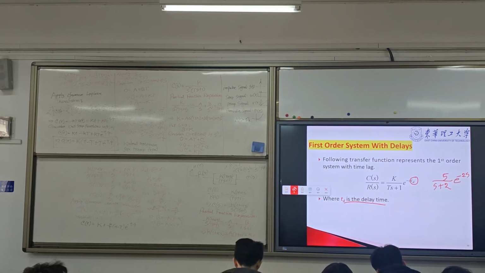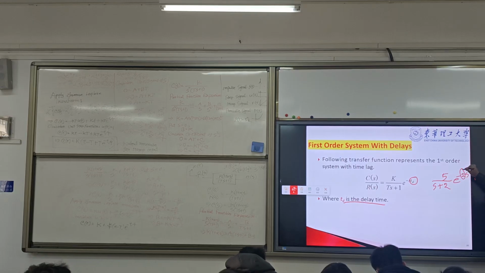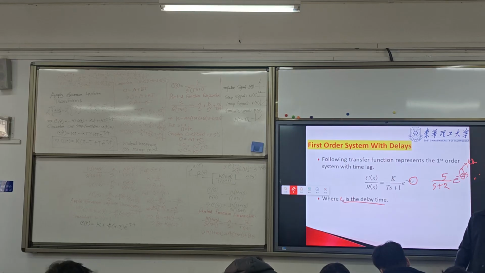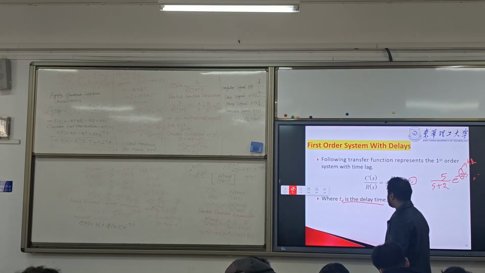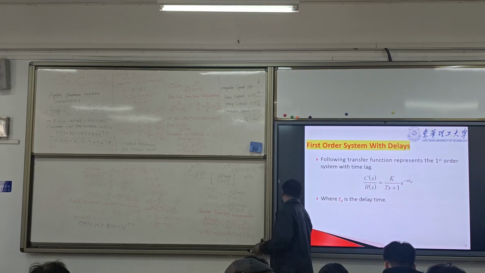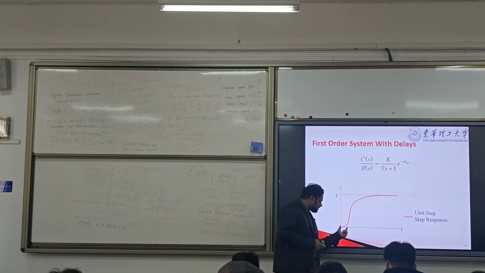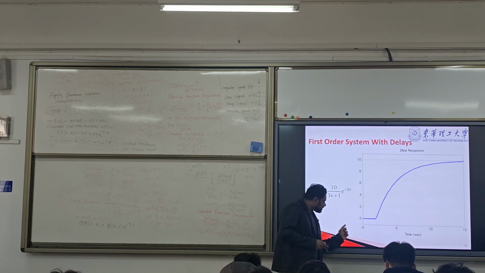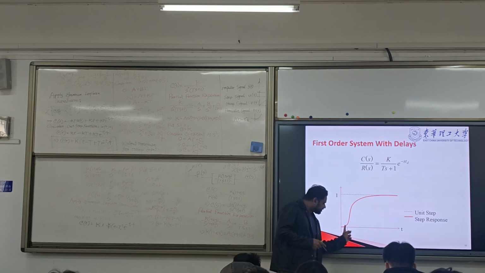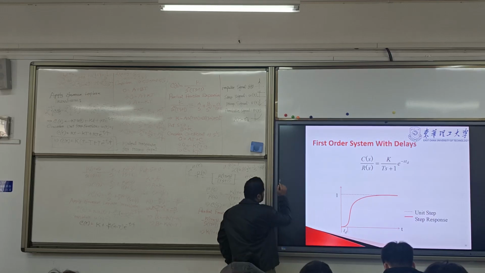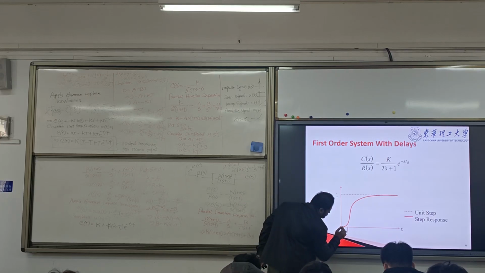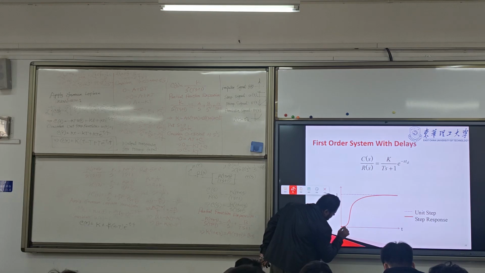Here, in this example, this is TD, the delay time. So how does it affect your first order system? Look, if you have a delay, the system will not start from here. It will start, but it will continue like this. So it will make a delay till TD time. Here, now it will start to rise.